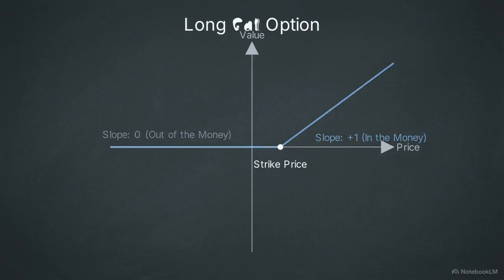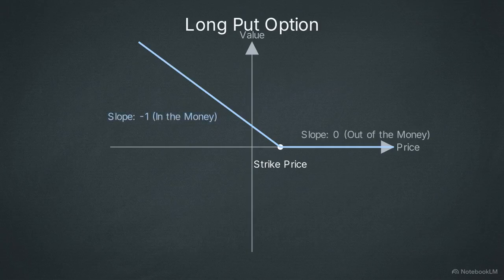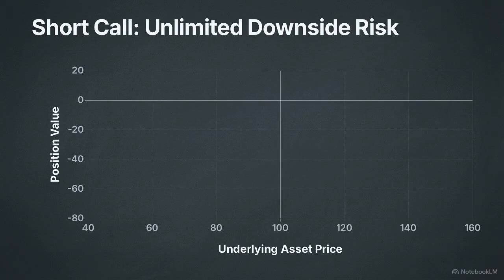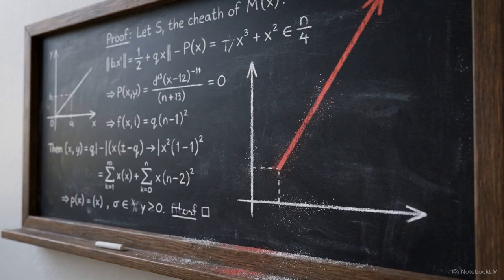A long put creates the geometric inverse. Its intrinsic value remains flat at 0 for any price above the strike, but rises point for point as the asset's price falls below the strike, giving the position a slope of -1. When you short these options, you take on the exact opposite geometric obligation. Selling an option inverts those positive slopes into negative risk slopes. Selling a call creates a flat 0 slope below the strike and a slope of -1 above it. The seller is exposed to theoretically unlimited directional risk as the asset's price climbs.